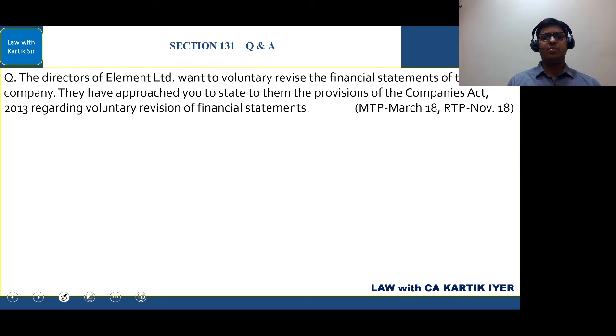The directors of Element Limited want to voluntarily revise the financial statements of the company. They have approached you to state to them the provisions of the Companies Act 2013 regarding voluntary revision of financial statements. Voluntary revision is given in section number 131. Once again, it's given in section number 131. So voluntary revision will be completely covered in this part.